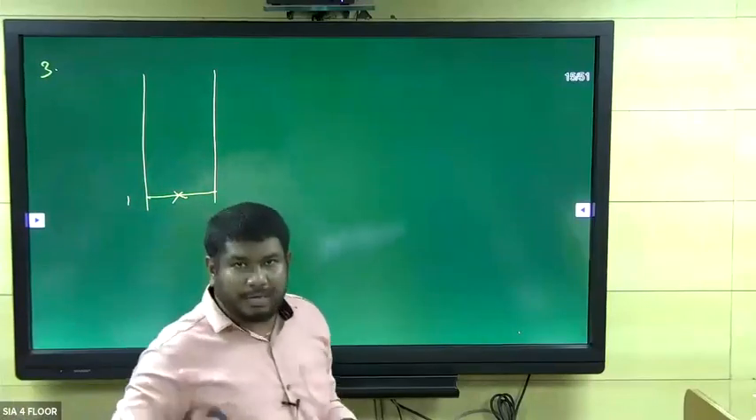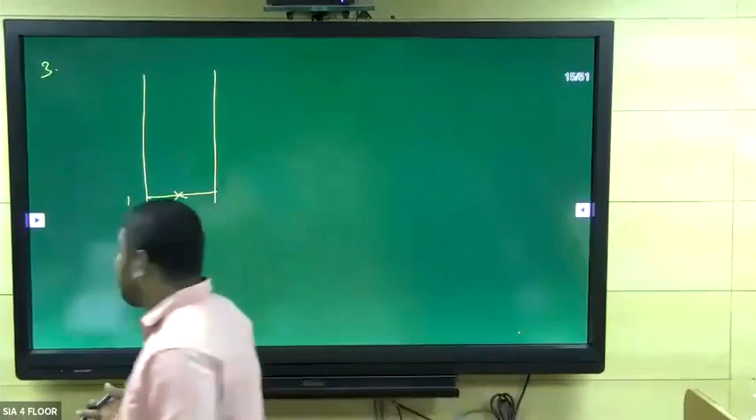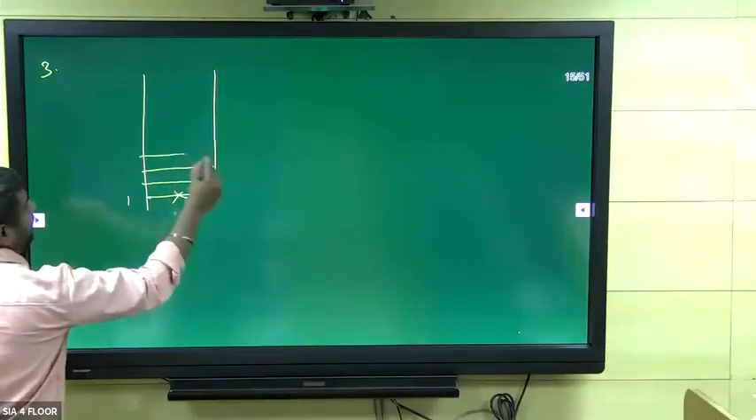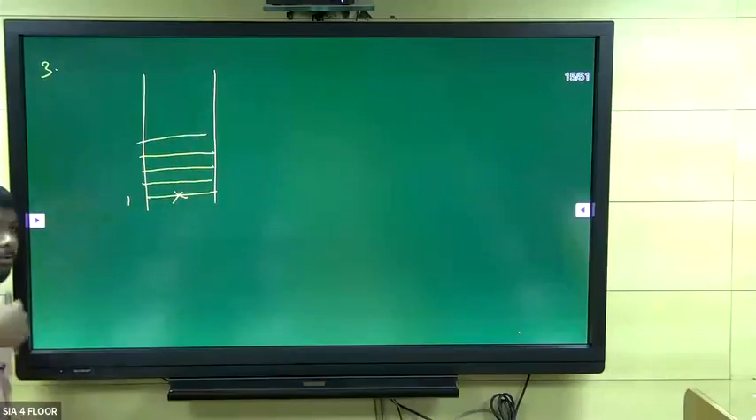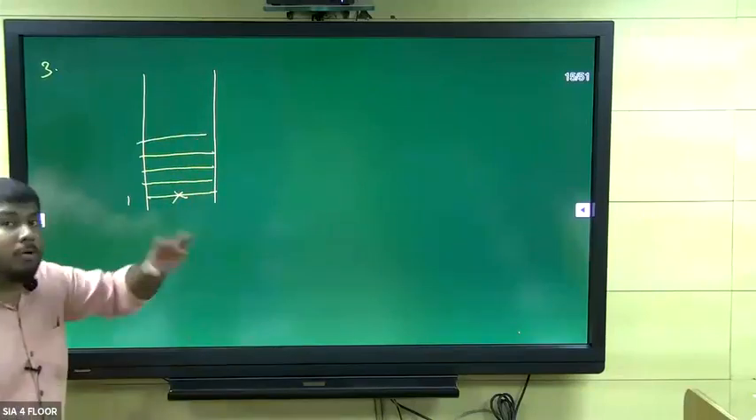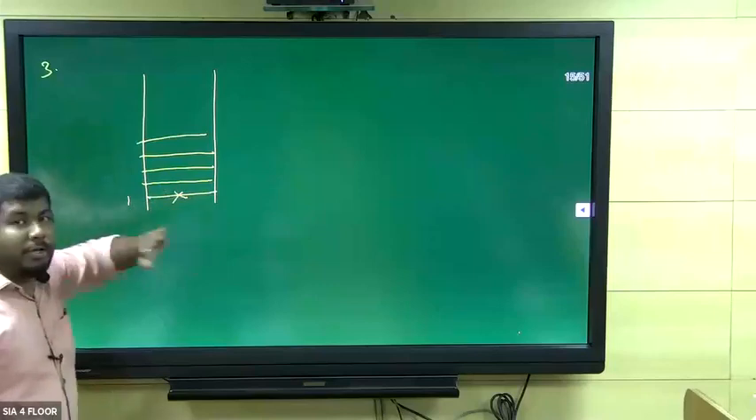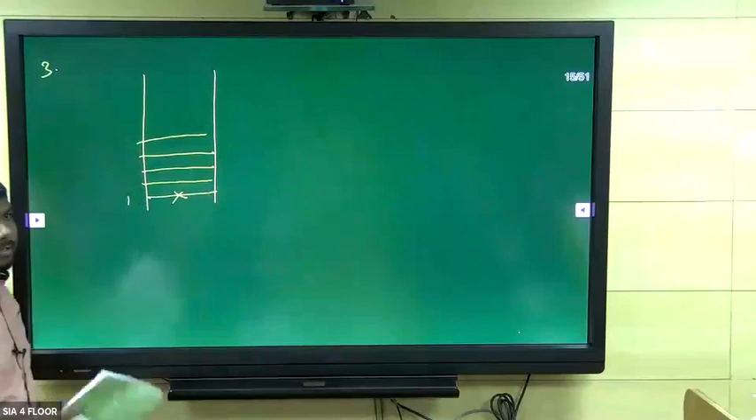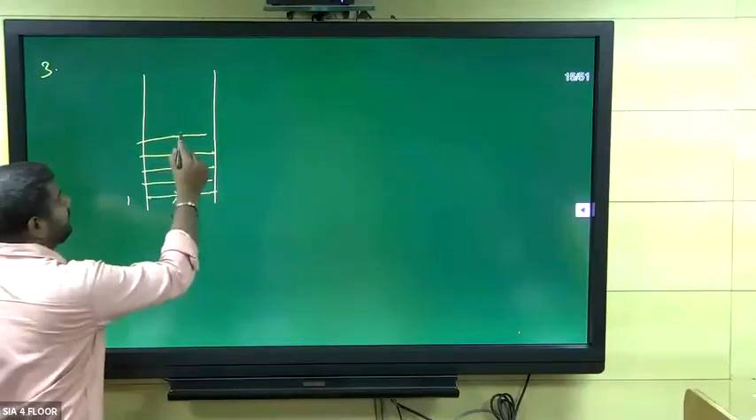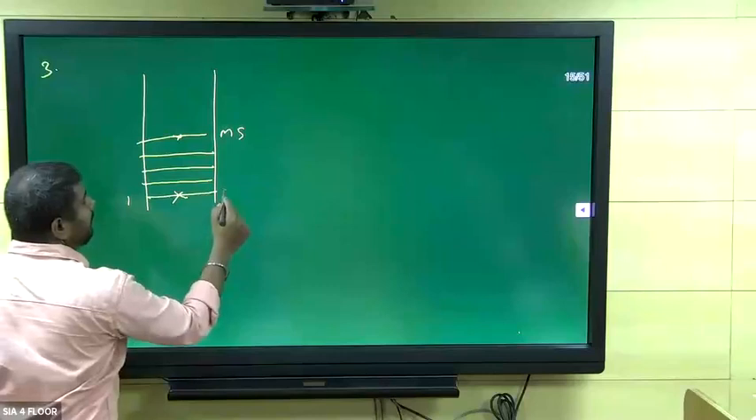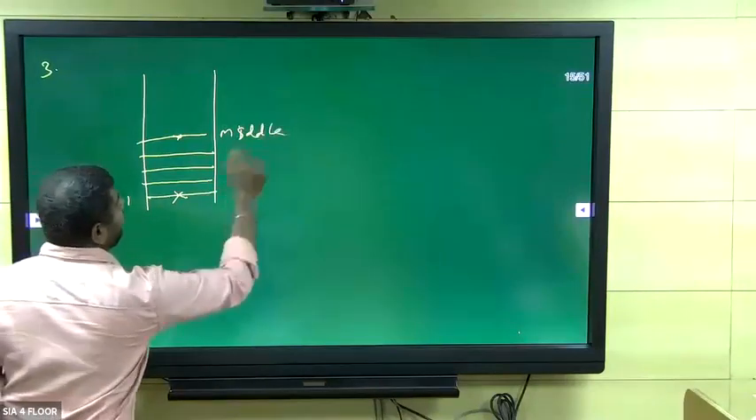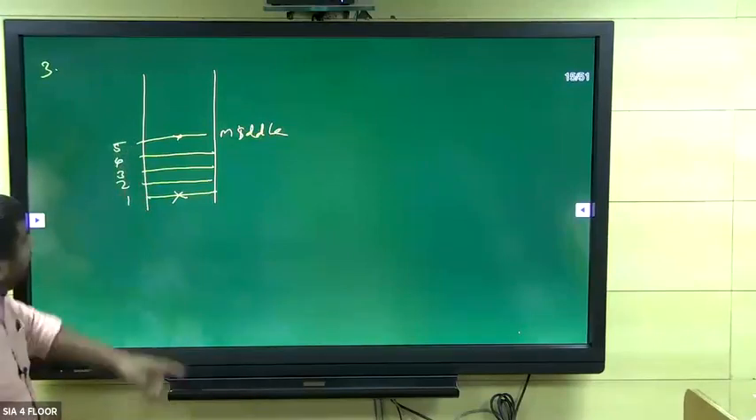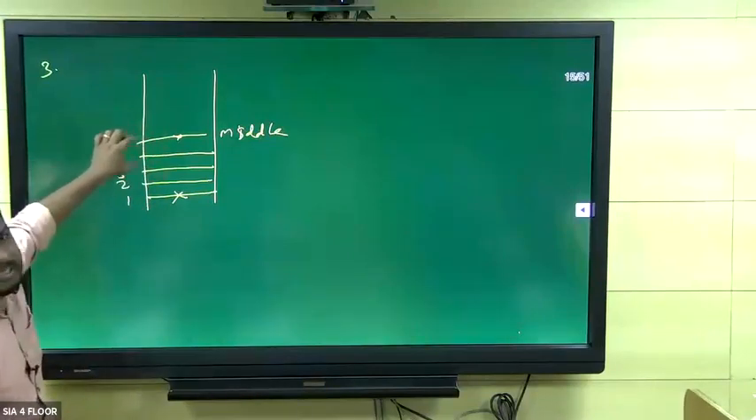If he has to climb four more steps, listen, guys, 1, 2, 3, 4. Four more steps, not only four steps. You are standing on the first step, you should climb four more steps. So 1, 2, 3, 4 steps. Now you have reached the middle step. This is the bottom step, and this is the middle step: 2, 3, 4, 5. So now you are standing on the middle step. The middle step is nothing but the fifth step of the ladder.